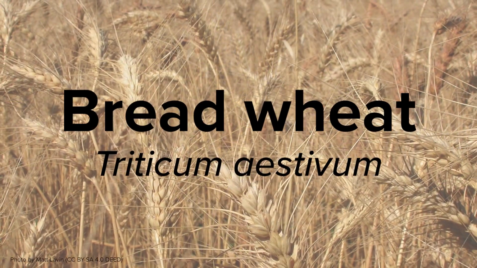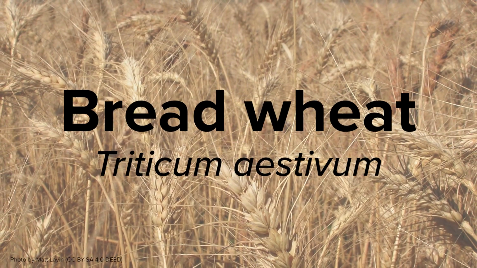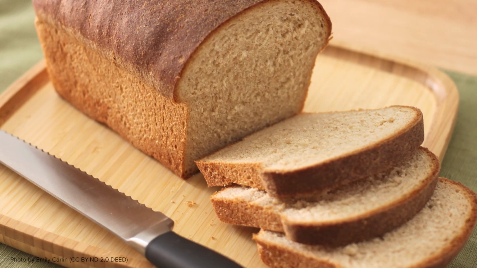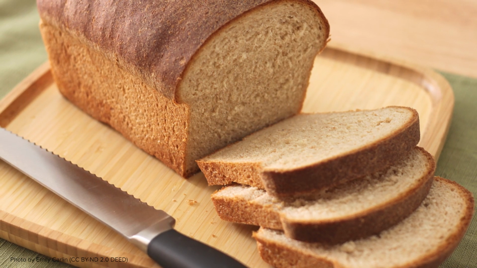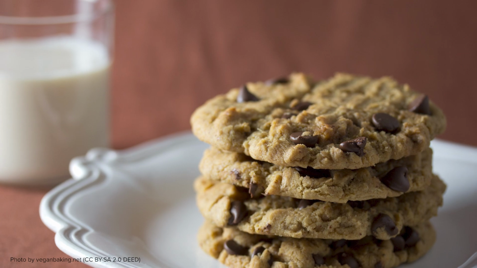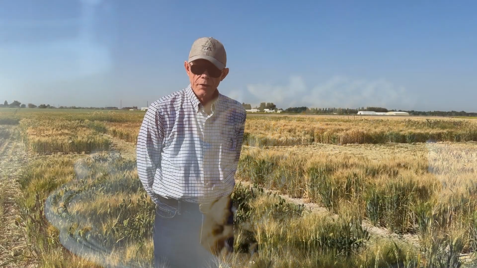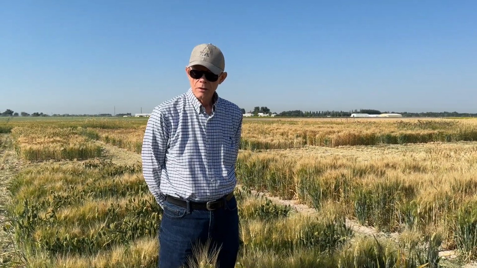The hexaploid wheat, Triticum aestivum, is the bread wheat. It's used for bread, cakes, cookies, all kinds of baking products. Within bread wheat, you have classes, what are called market classes. You have spring markets, you have winter markets, and you have colors within those. So you have red and you have white. And you have hardness, you have soft, and you have hard.